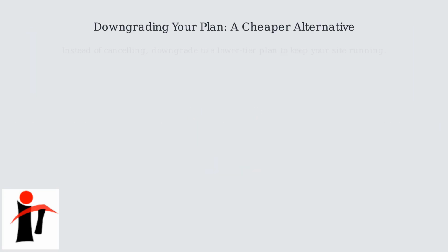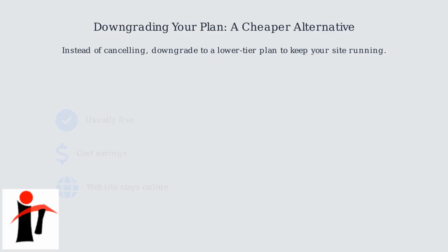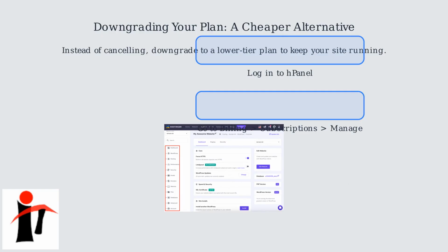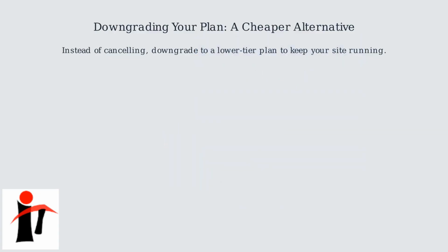Instead of canceling your Hostinger subscription, consider downgrading to a lower-tier plan as a cheaper alternative. Downgrading is usually free and allows you to keep your website running with fewer features, helping you save money while maintaining online presence. To downgrade, log into your hPanel dashboard. Navigate to Billing, then Subscriptions and select Manage.